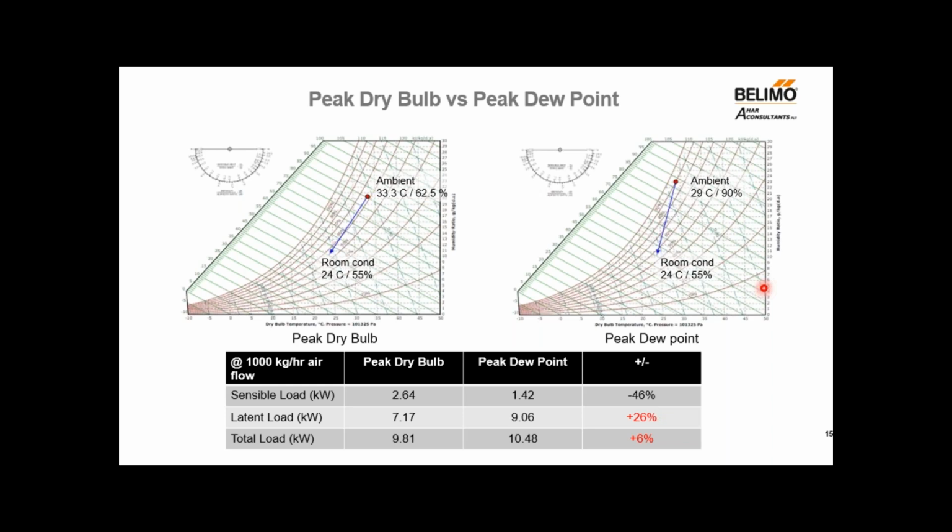When we compare these two conditions, the cooling coil requires 26% more capacity for dehumidification. This actually will affect the overall cooling capacity by an additional 6%.